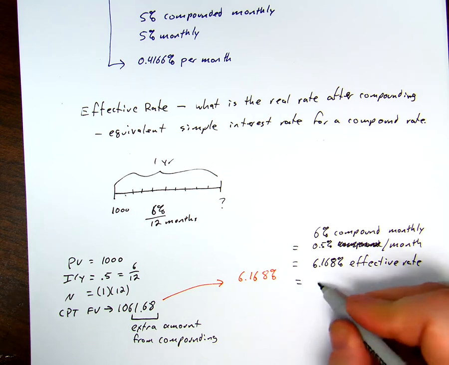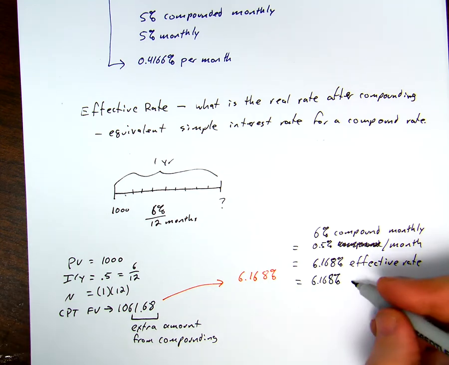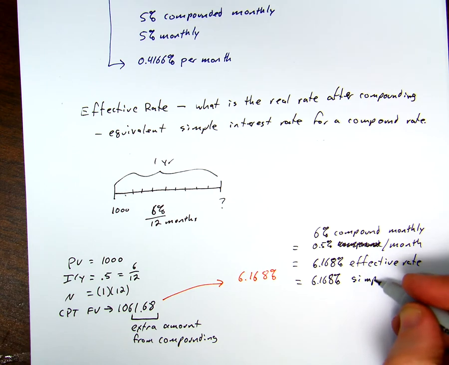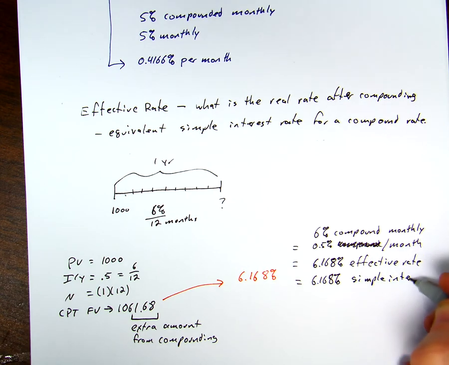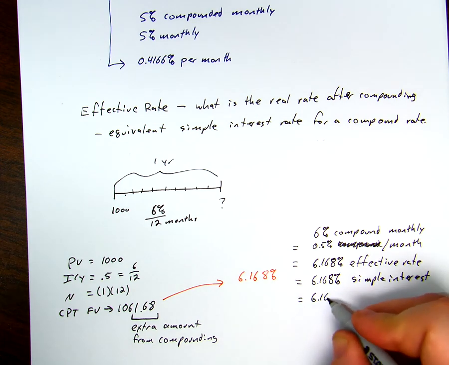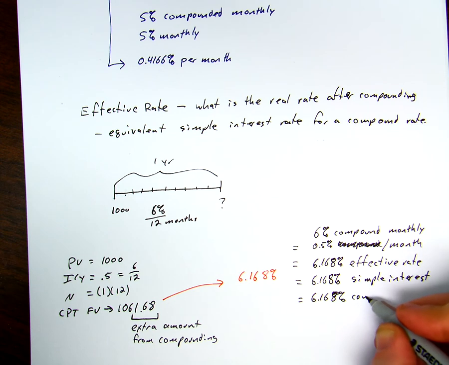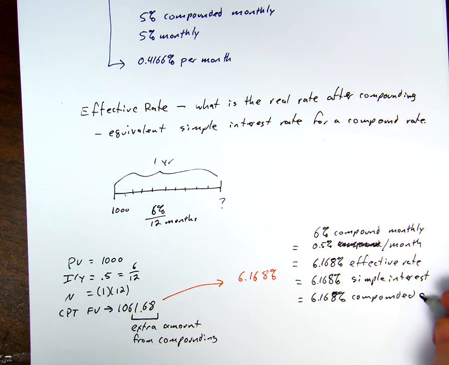Or we could say that's 6.168% simple interest to get the same amount, or simply 6.168% compounded annually.